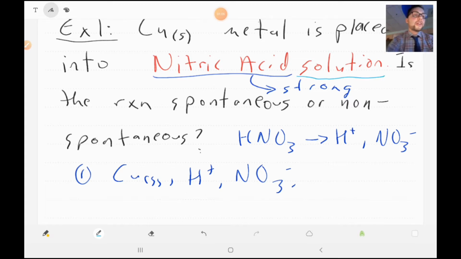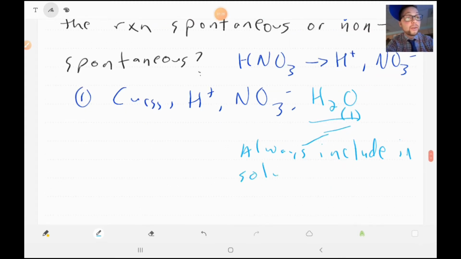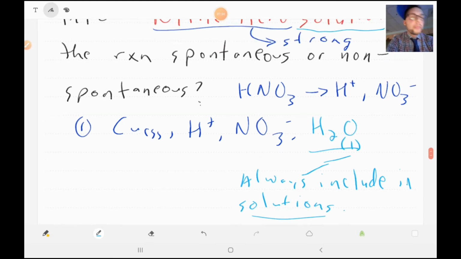Now, I'm going to do this part a different color. If it's a solution, we also always have what? A solution means that it is mixed in water. So we're going to put H2O always. And I want you to write this here. Underline this part and write always include in solutions. Or if it says that it's aqueous, which is a solution. So we got Cu solid, we got H plus, NO3 minus, and H2O.